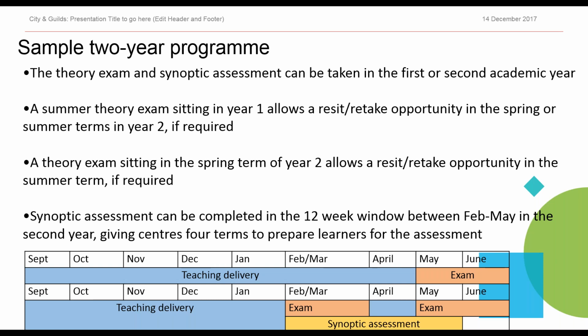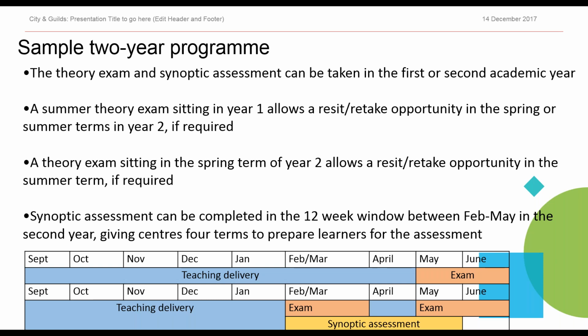However, you'll note there are 3 exam dates within this 2-year model. So you don't have to enter your less able students for the May and June in the first year. You could quite easily wait until the February and March in the second year to have the knowledge test, and then you'll still have the 1 resit in the May and June. So it's really down to how you would grade your learners and which learners you think are going to be ready for that exam. So hopefully that's given you a good idea.